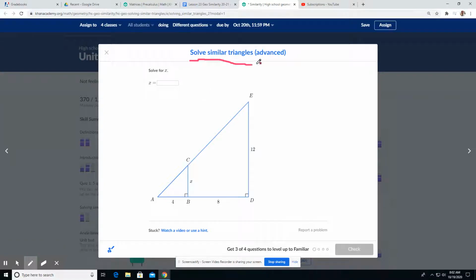This is solving similar triangles, an advanced method. Let's just get out our 3 similar criteria. Do you remember what 3 they are? Side, angle, side; side, side, side; and angle, angle. So I'm putting these 3 down just so we can match, since these are often similar triangles.